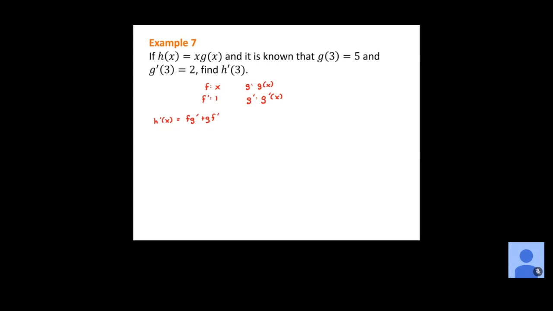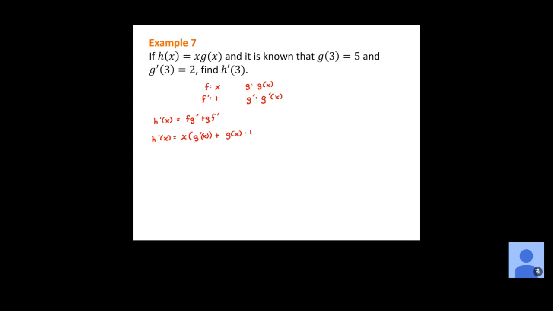Now I'm going to substitute everything into my formula. So we're looking at h prime of x. We're going to start with the f function, so that's x times g prime, which is just g prime of x, plus, then we have the g function, which is just g of x, times the f prime, which is just 1. Okay.